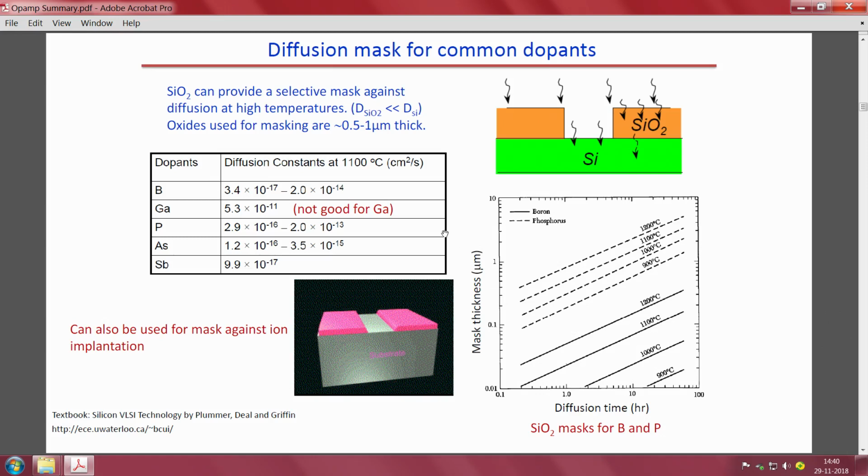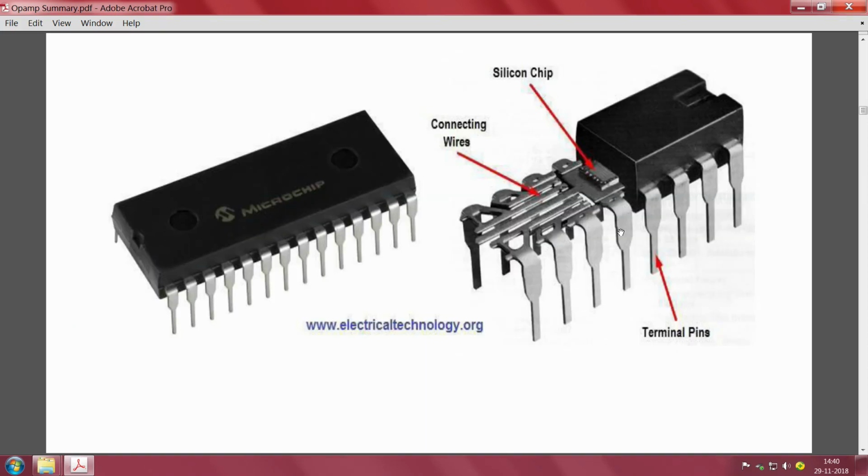So, if I have a lower temperature, then my thickness should be less. If I raise my temperature to 1200 degrees centigrade, I require a thickness close to 0.2, but if I go for phosphorus, my thickness should be even higher. So, this is how the silicon dioxide mask for boron and phosphorus will work. The point that we are making here is that silicon dioxide can be used as a masking oxide. Now, we already have seen that.